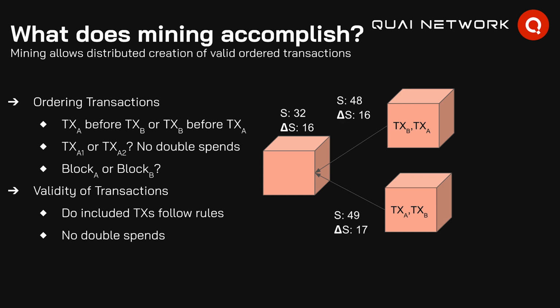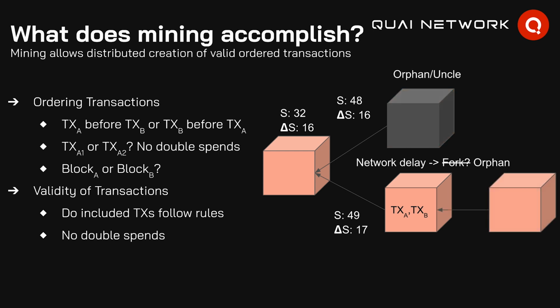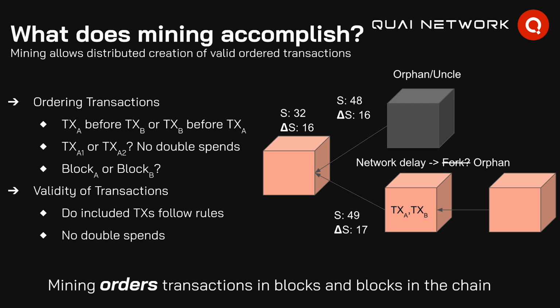If we have a consensus mechanism, in this case we're looking at it from the viewpoint of PoW, we can come up with a weighting of a block, and the network can effectively choose one block over another just by the PoW mechanism of measuring entropy. What this means, though, is mining orders the transactions in blocks, and it also orders the blocks in the chain. Everything about a blockchain is about creating order, both on an intra-block basis and an inter-block basis.